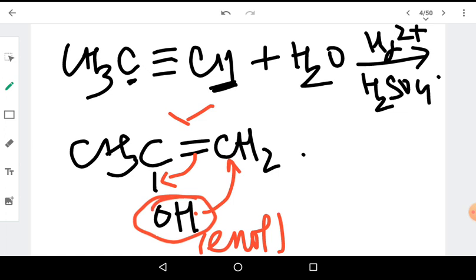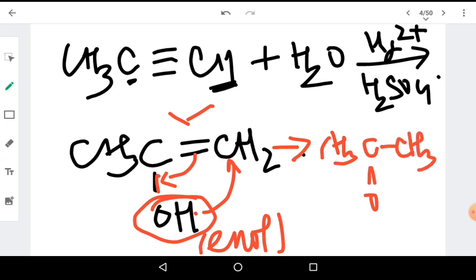Now how to convert it into keto form? You have to shift the double bond to the carbon that is here, and the hydrogen on the oxygen should be given to the other carbon, like this. And now what am I getting? I will get CH3, C double bond O, single bond CH3. So I got a ketone here. So this is another method of preparation from alkyne.